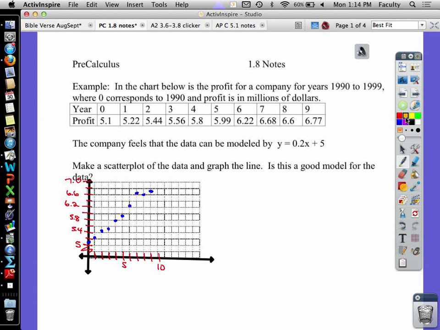Then I'm ready to graph the line y equals 0.2x plus 5. So I'm going to start with the y-intercept, and then I'm going to go up 0.2, right 1, up 0.2, right 1. And then let's make a line.